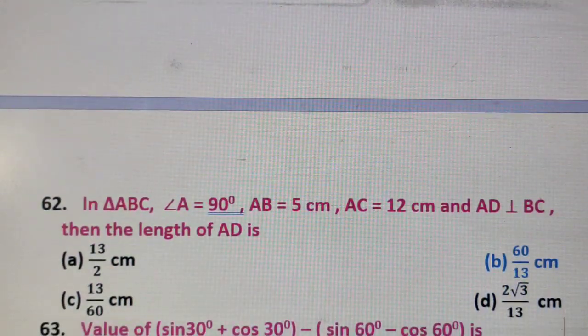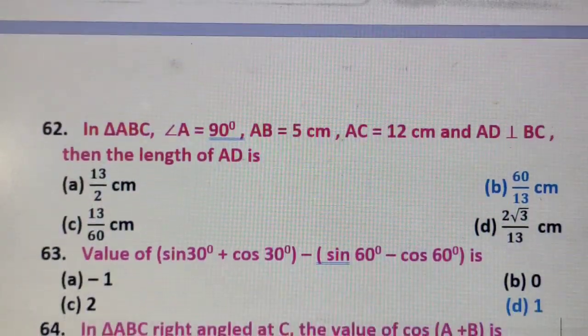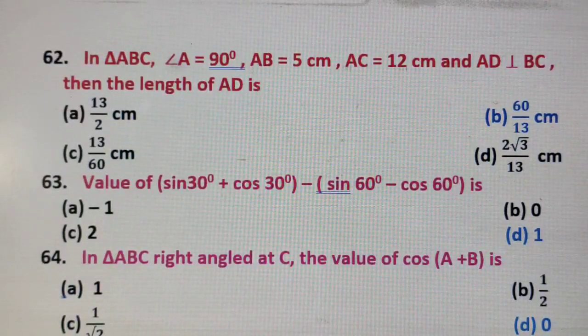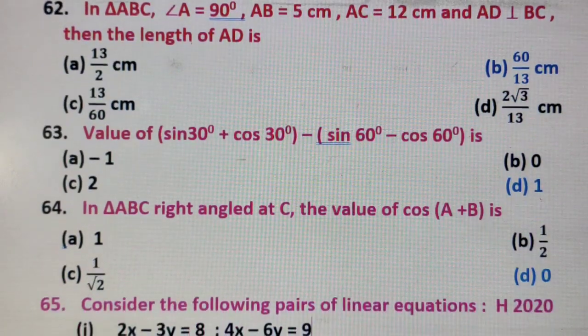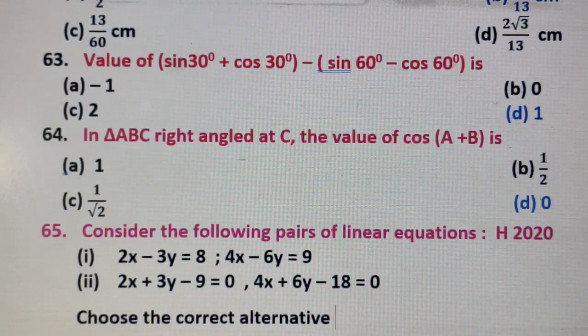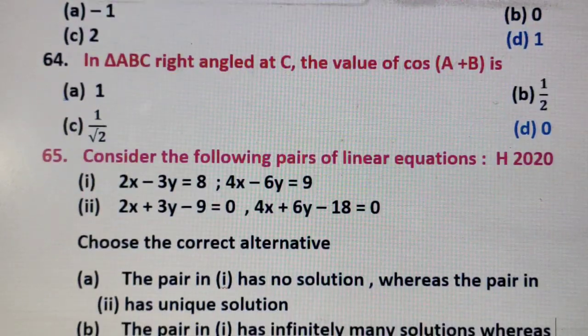In triangle ABC, angle A 90 degree, AB 5, AC 12. AD perpendicular BC, the length of AD is. Since A is 90 degree, BC is the hypotenuse. So AD into BC equal to AB into AC, that is 60 by 13. Value of sine 30 degree plus cos 30 degree minus sine 60 minus cos 60. This value is 1. In right angle triangle, the value of cos (A plus B), this is cos 90 degree, value 0.